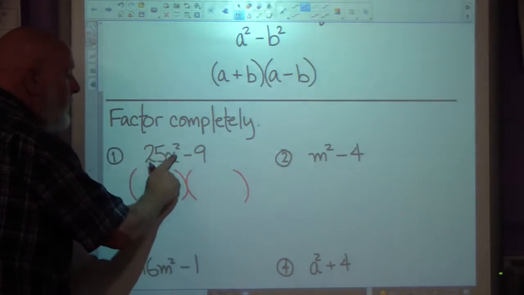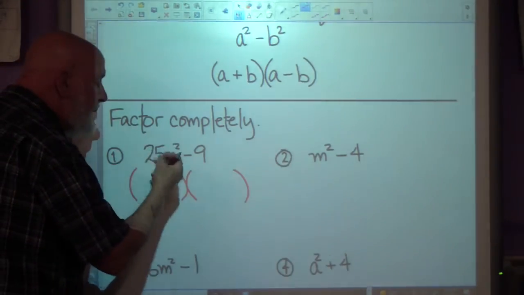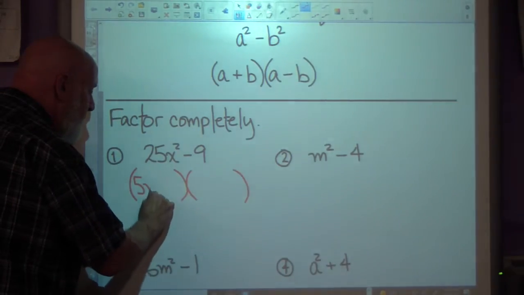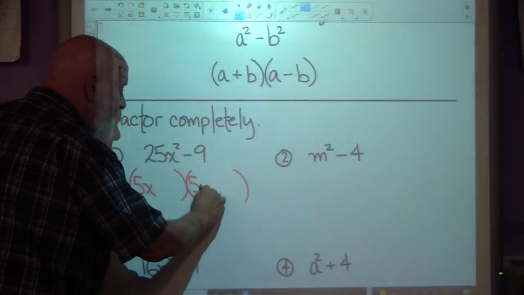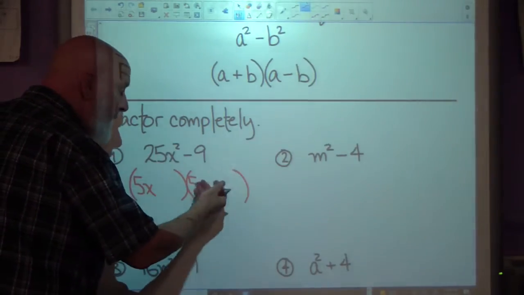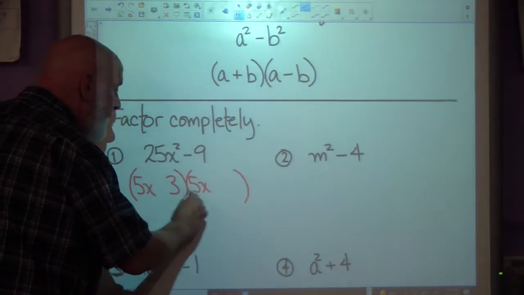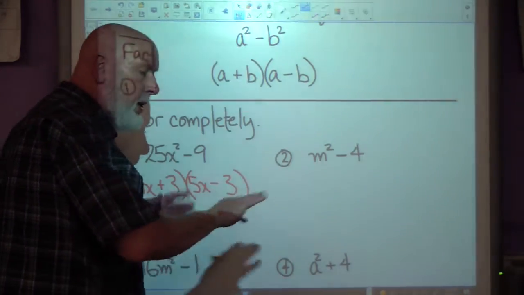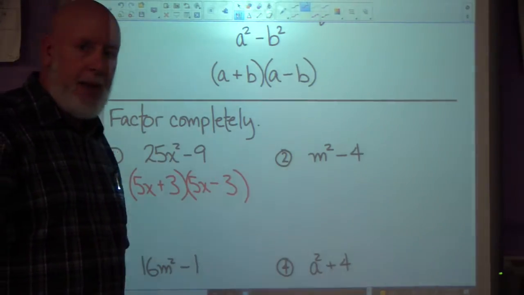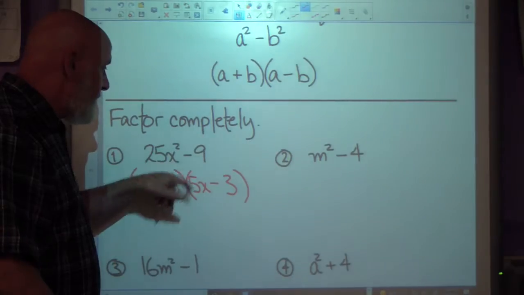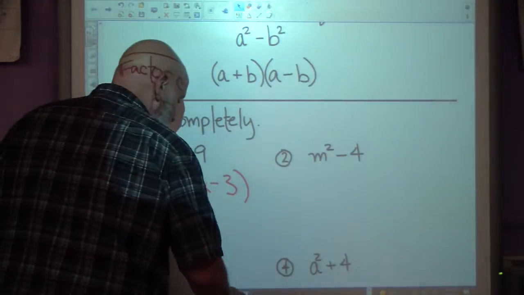Take the square root of this one, that's the thing that's being multiplied by itself. Well, 5x times 5x will give me 25x squared. So I took the square root of this one, put it here and here, take the square root of this one, the square root of 9, I put it here and here. We write a plus sign, write a minus sign, and we're done. That's factoring a difference of squares. You just have to recognize that it is a difference of squares, and that will work.